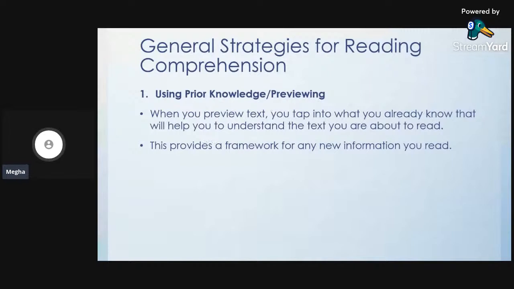Now let's see the strategies which are required for reading comprehension. The first strategy is using prior knowledge or previewing. When you preview a text, you tap into what you already know, and that will help you to understand the text you are about to read.